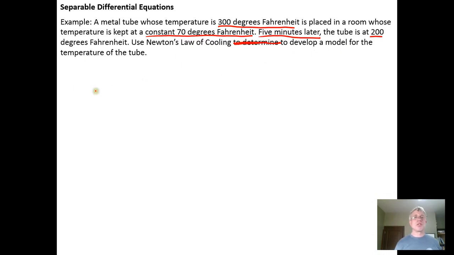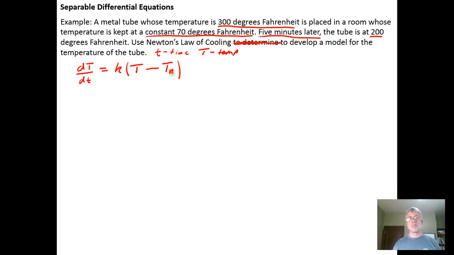Newton's law of cooling is pretty straightforward. If we let little t be time and capital T be temperature, then Newton's law of cooling says that the rate of change of the temperature, dT/dt, in other words T prime, is proportional to the difference between the current temperature T, which is changing with respect to time, and the ambient temperature that the object that is heating or cooling is in.